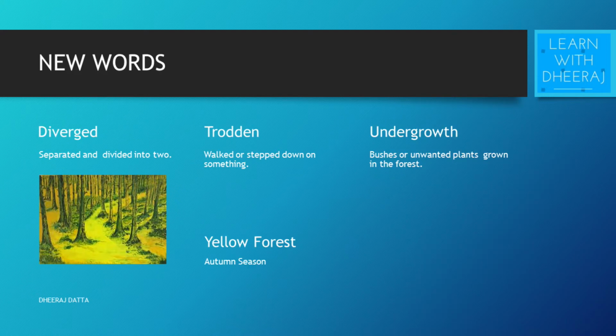Now here are some important words used in this poem. The first one is diverge, which means separated or divided into two. Like you can see in the picture, the road was divided or diverged into two. Trodden means walked or stepped down on something. Yellow forest means a forest which is yellow due to the autumn season, as the leaves are all dried up. And undergrowth means the bushes and unwanted plants which grow in the forest.